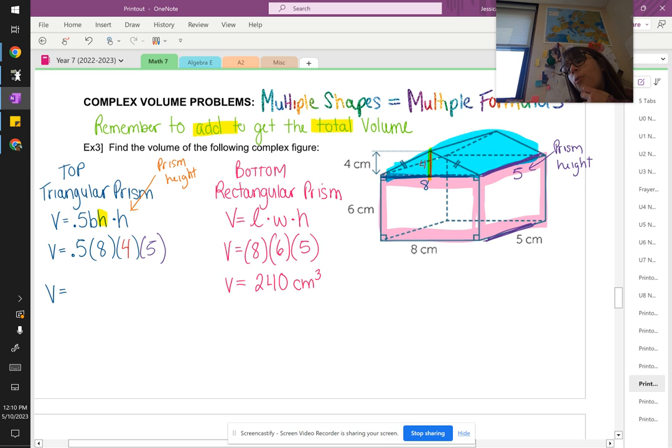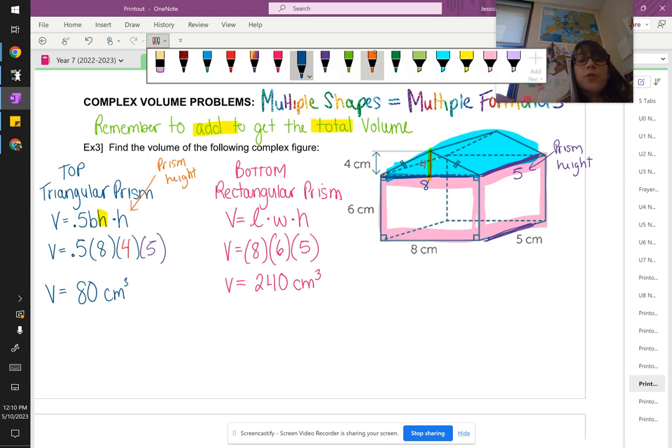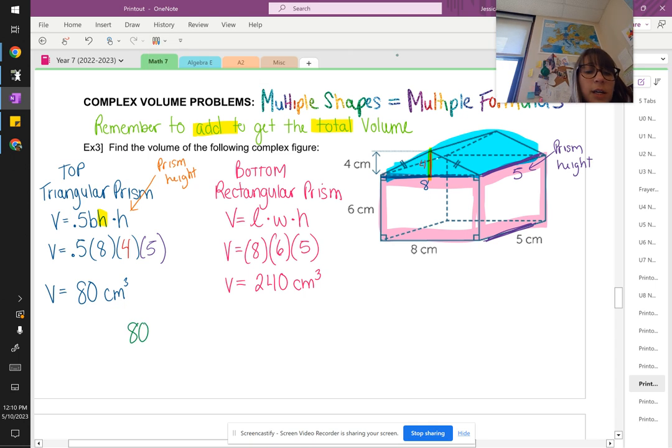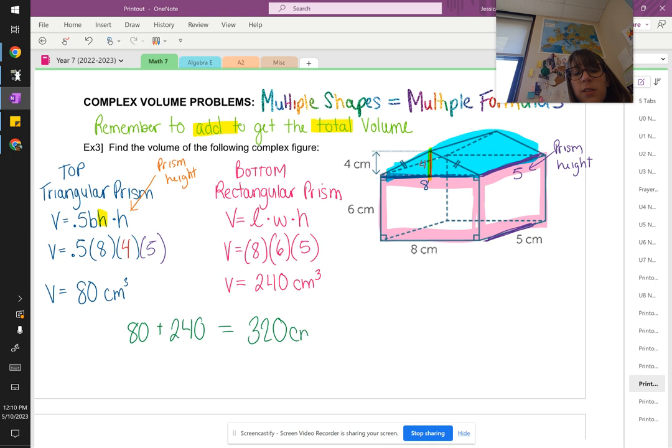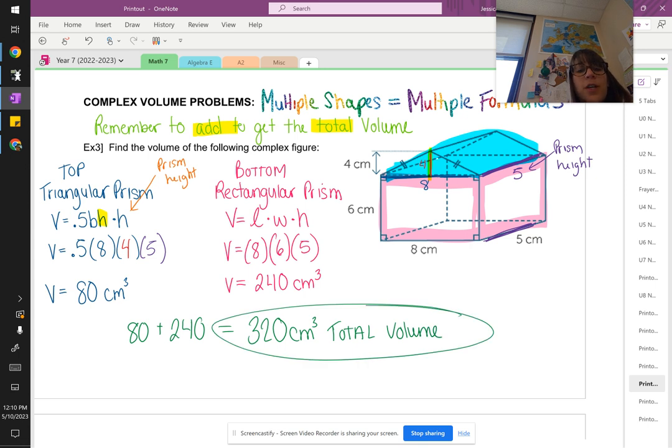Write into your calculator 0.5 times 8 times 4 times 5, which gives you 80 centimeters cubed. Don't forget to add to get the total volume: 80 plus 240 equals 320 centimeters cubed for your total volume. The hardest part about that is going to be making sure you understand the difference between that prism height and that triangle height.